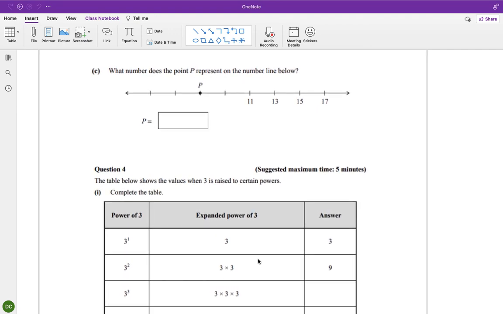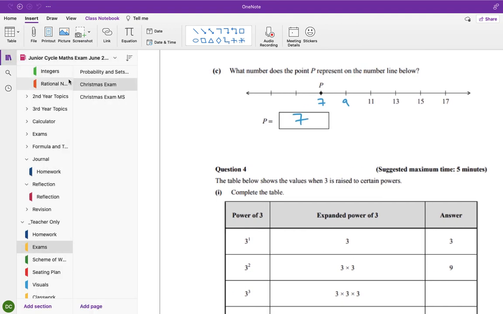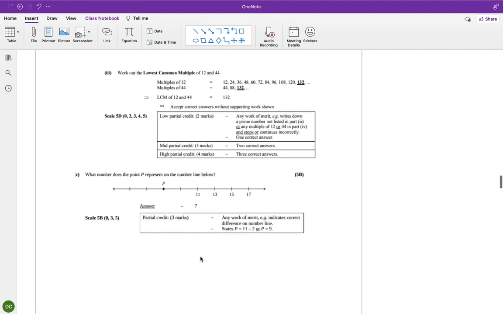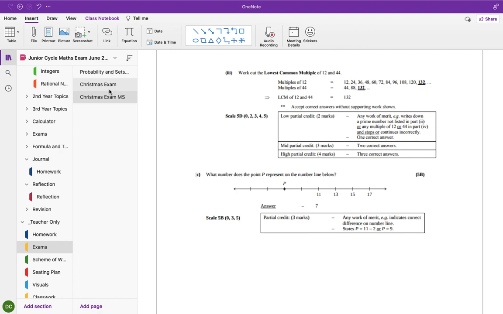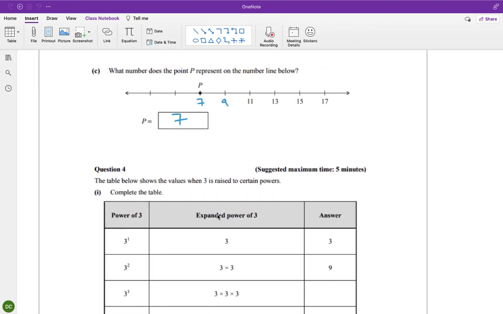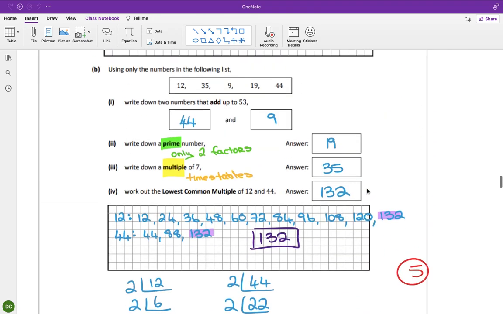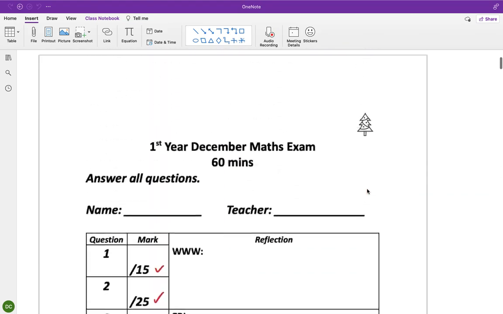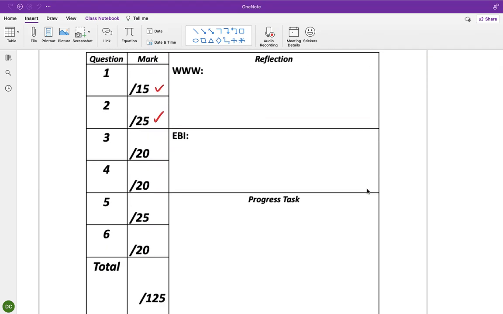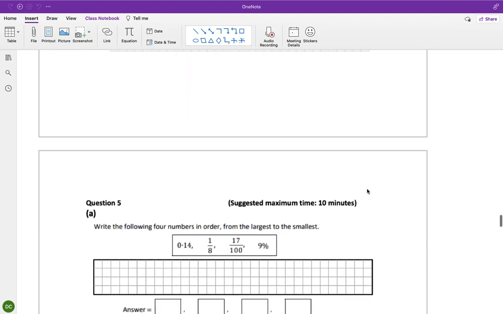What number does P represent on the number line below? So you have to kind of find the pattern. This is 9, so this is 7. I think. Answer is 7, and that is worth 5 marks. That's a nice 5 marks. So that's worth 5 marks. So that's 5, and 5 is 10, and 10 is 20 for that question. Yep. So that is correct.